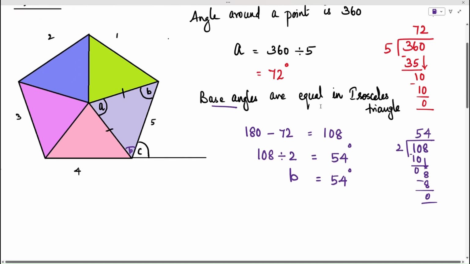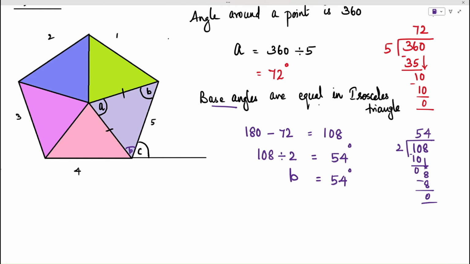Now we are left with our final part of our question. So we now have to find angle C. So we already know that all the triangles are the same, and so all the angles in the triangle that face the outside of our pentagon must be equal. So we can find our angle C by taking the angles on a straight line. So the angles on a straight line add up to 180 degrees.